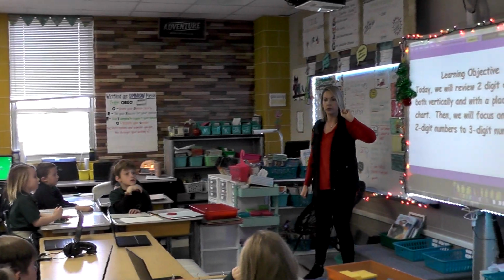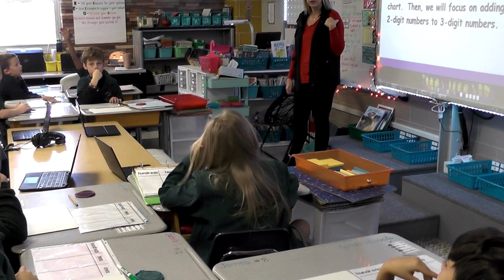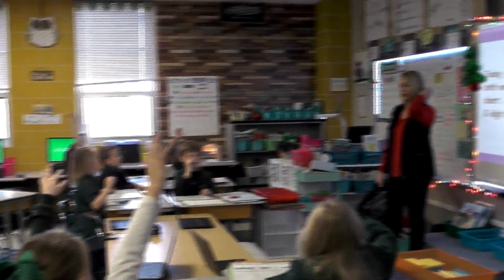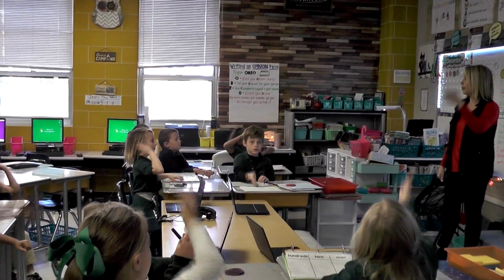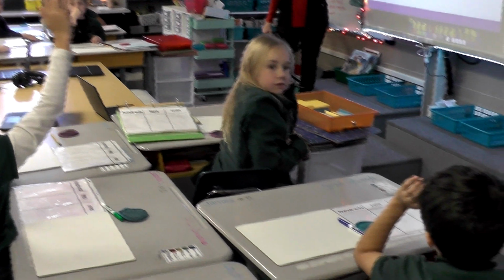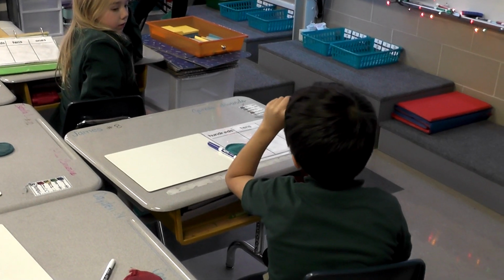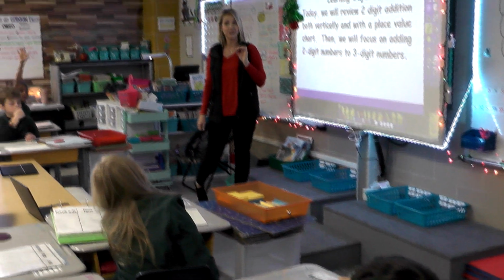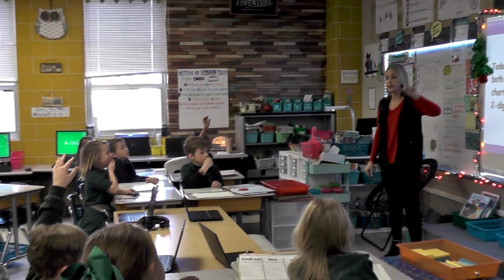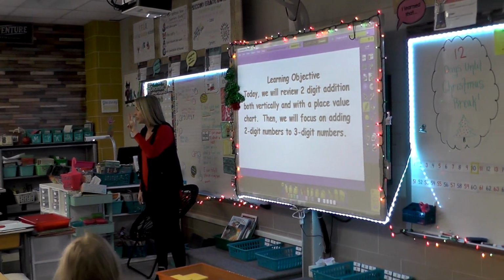Who knows the 2 different ways that we've learned with adding? Bailey, what's one of the ways we've learned to add? Vertical. Vertically. What does vertically mean? Show me with your hand. Up and down. Good. That's vertically. What's another way, James, that we learned to add? What else do you have on your desk? The 10s and 1s and 100s. Right. The place value chart with 10s and 100s and 1s. Okay? All right. Then, after we review that, we're going to focus on adding 2-digit numbers to 3-digit numbers.